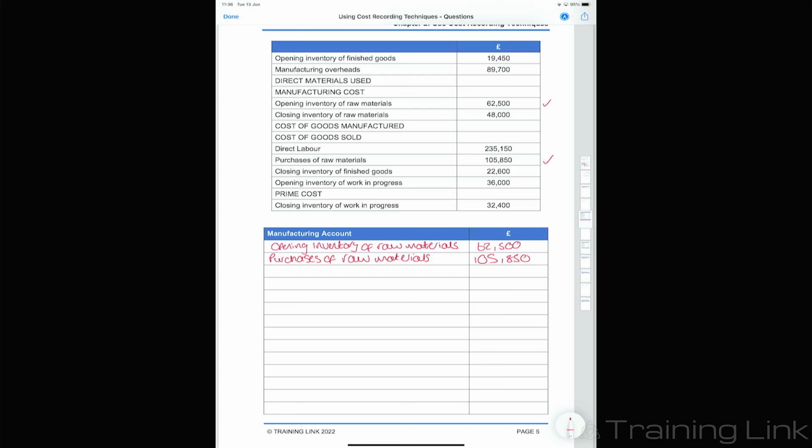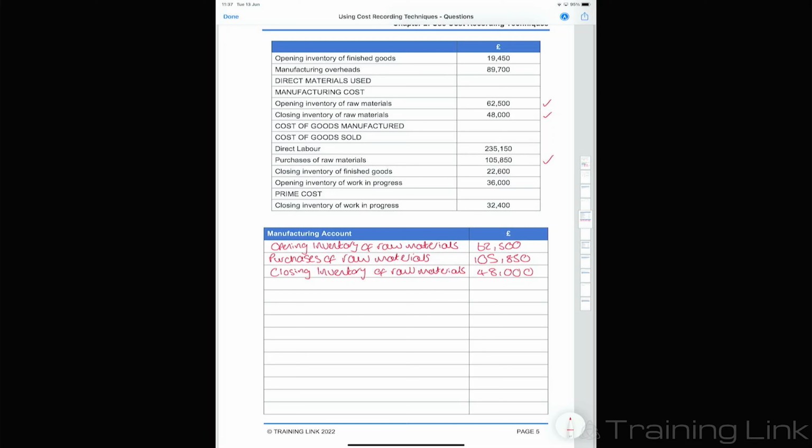And then next we have our closing inventory of raw materials. And starting with that process, naturally we're going to start with those raw materials before we start getting to work in progress, before we start getting to finished goods. And the figure for that should be 48,000, which is just here.